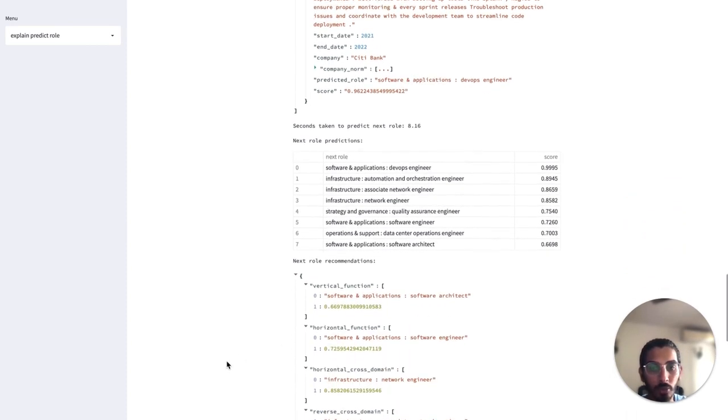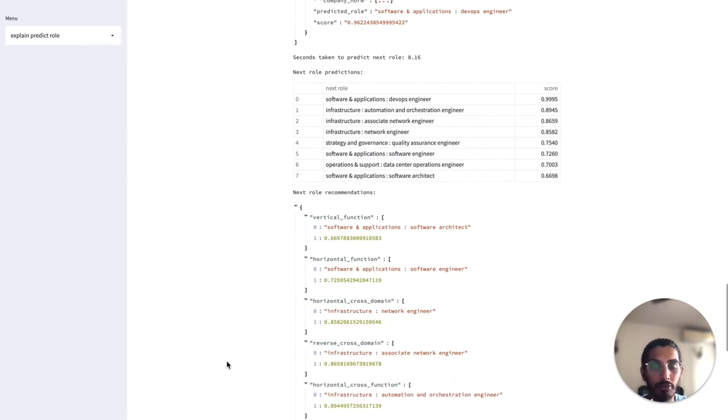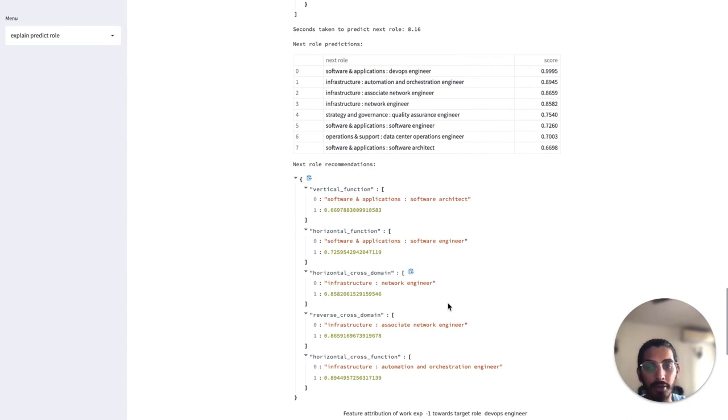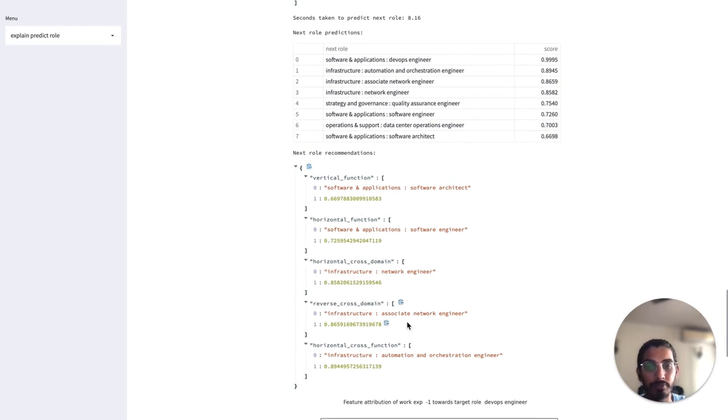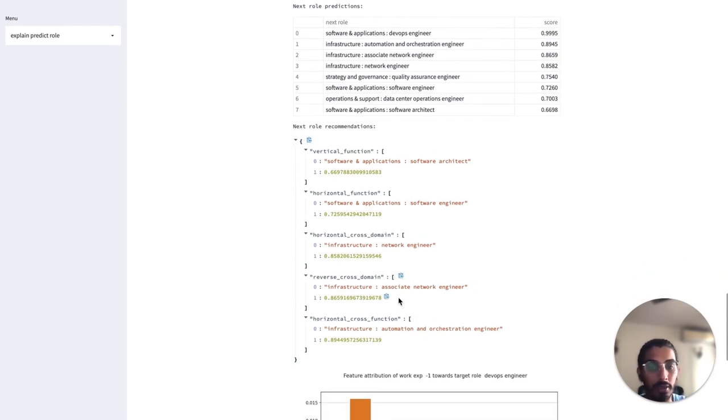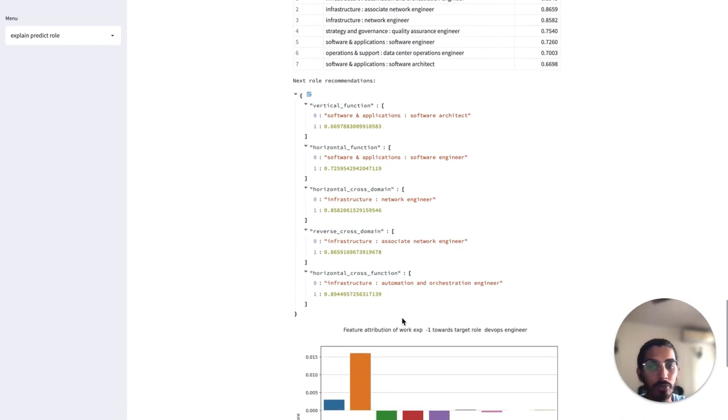But if you look at the details, what we are recommending is very specific, focused. This candidate can take vertical progression, and if he does, he can become a software architect. If the candidate takes a horizontal movement, the candidate can become a software engineer. If the candidate wants to take a horizontal cross-domain move, the candidate can become a network engineer, or an associate network engineer. And if the candidate wants to move across other functions, he can become an automation and orchestration engineer.